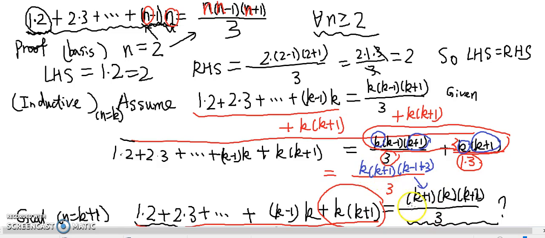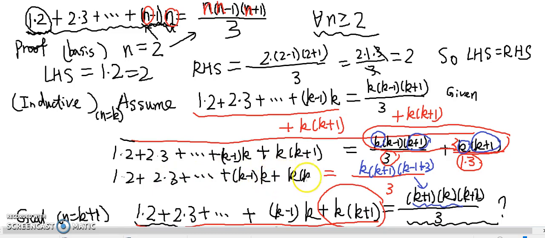So k times (k plus 1) is the same as (k plus 1) times k. That tells us, okay, this whole left-hand side, if we copy it down, 1 times 2, 2 times 3, plus dot dot dot, plus (k minus 1) times k, plus k times (k plus 1), is equal to that, which is also equal to this. So that's how we proved it.